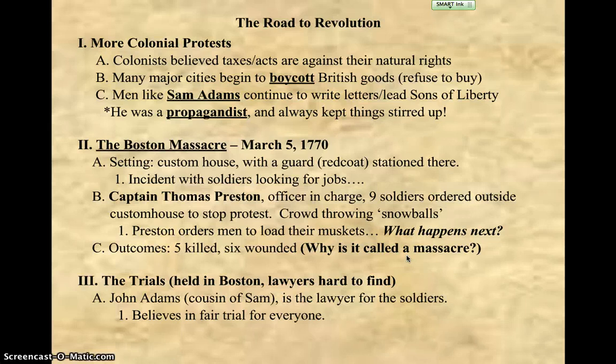And at the end, when the smoke clears, after just a few minutes of fighting, 5 people are killed and 6 are wounded. Now, when you hear the words Boston Massacre, you don't think that just five killed and 6 wounded would be a massacre. But it is called that based on something else that happens.